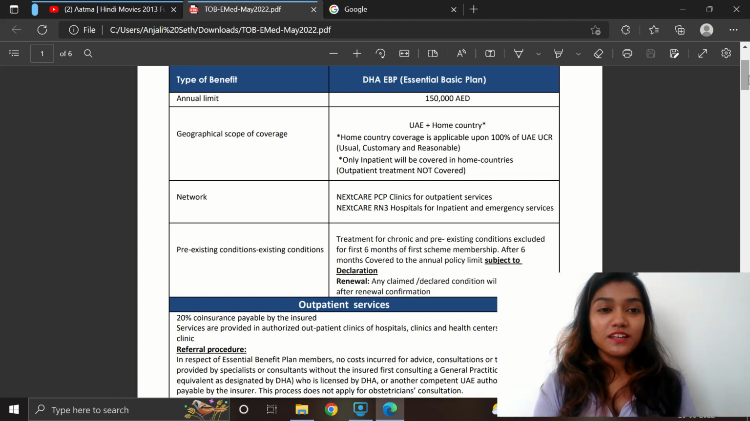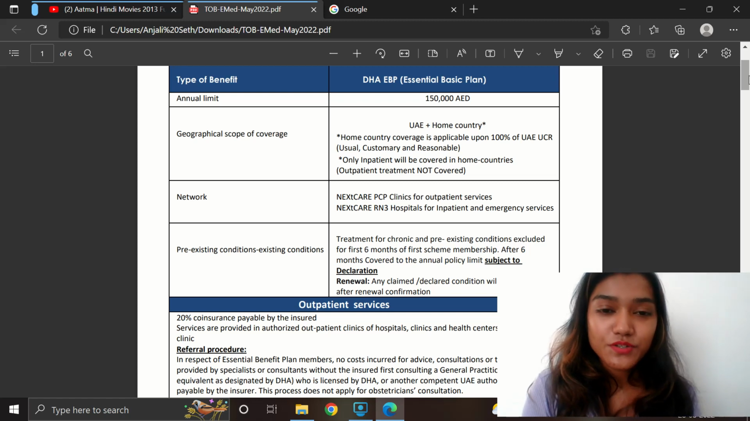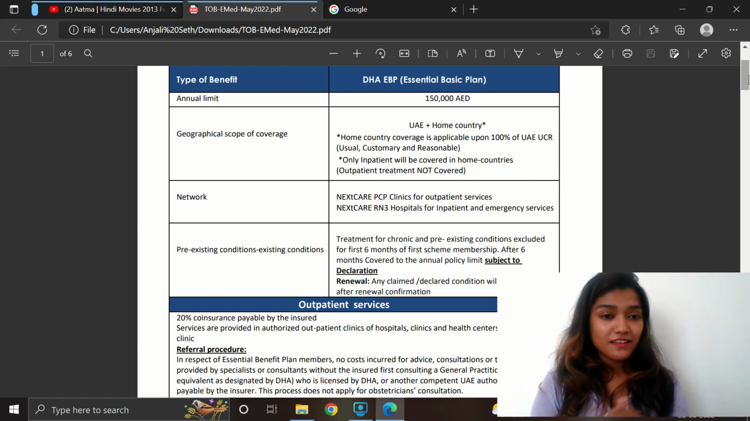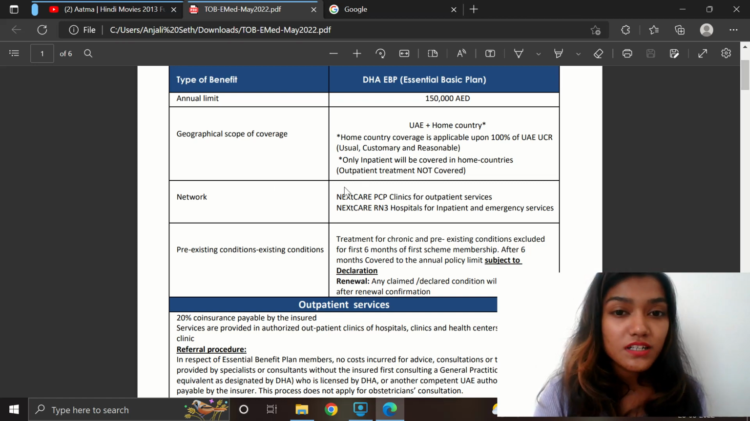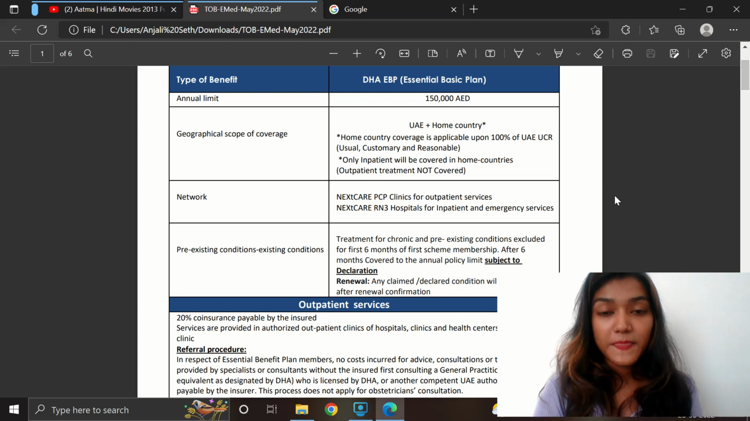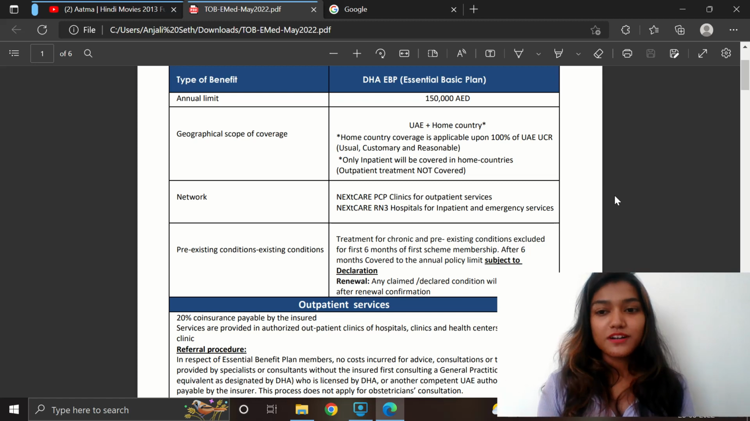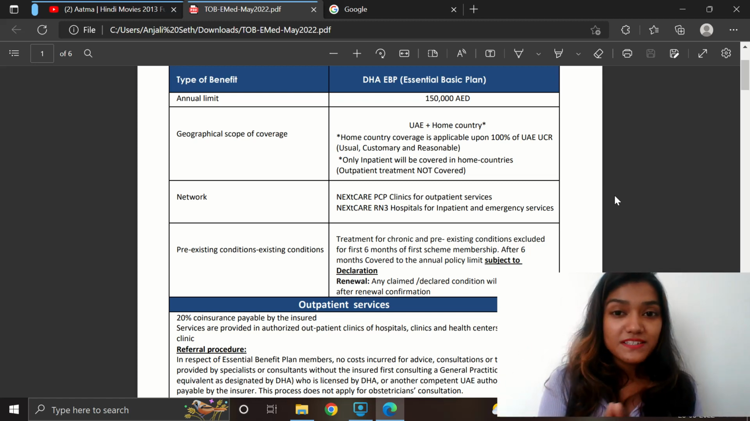Now I will tell you the difference between inpatient and outpatient, because normally people don't understand. Those who are laymen don't understand these terms, so I am going to clear it up right now. Here is another thing written as network, that is PCP and RN3. So this is not some scientific thing. What is PCP? PCP is for outpatient, and RN3 for inpatient.